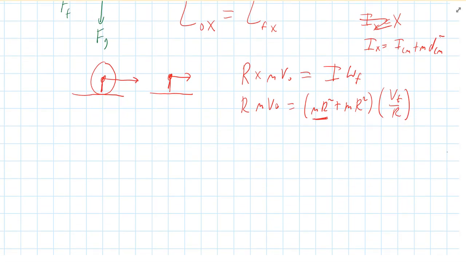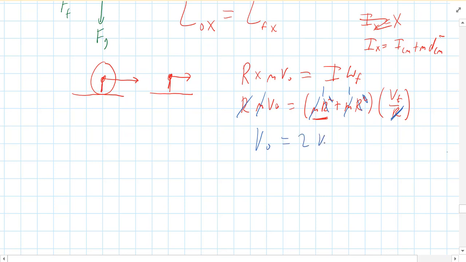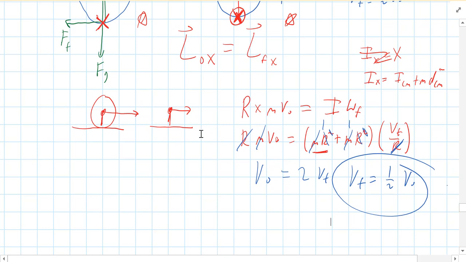Now, here's where the fun math comes in. The masses all cancel, which is nice, and the radii all cancel. This radius cancels with one of each of these, and this radius cancels with this, and this just becomes 1 and 1, all right? So you got v naught equals 2 v final, or v final equals 1/2 v naught. So if you compare that work to the work we did in the previous video to find this v final, you'll notice that this one seems to be quite a bit easier, okay?